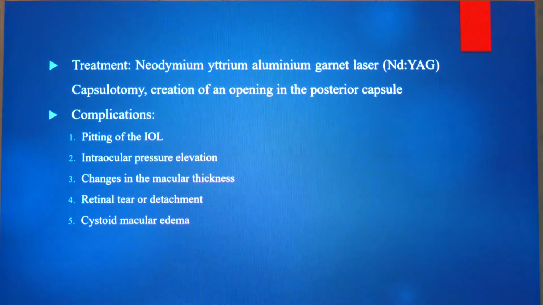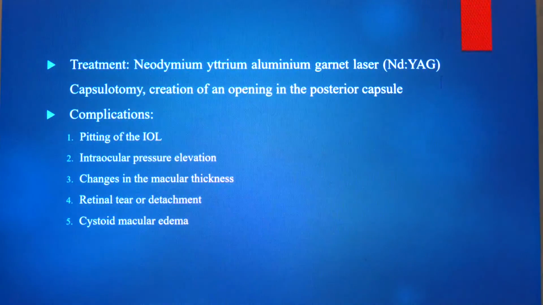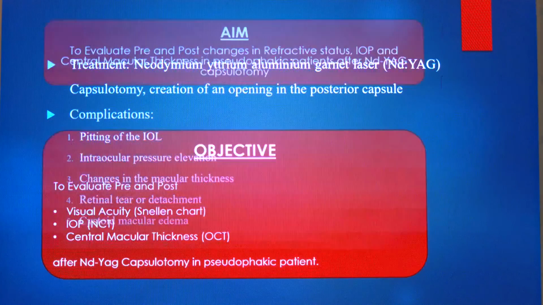The treatment of PCO is Nd:YAG laser capsulotomy, that is neodymium yttrium aluminium garnet laser capsulotomy. It is the creation of an opening in the posterior capsule. The complications following the procedure involve pitting of the IOL, intraocular pressure elevation, changes in the macular thickness, retinal tear or detachment, and cystoid macular edema.